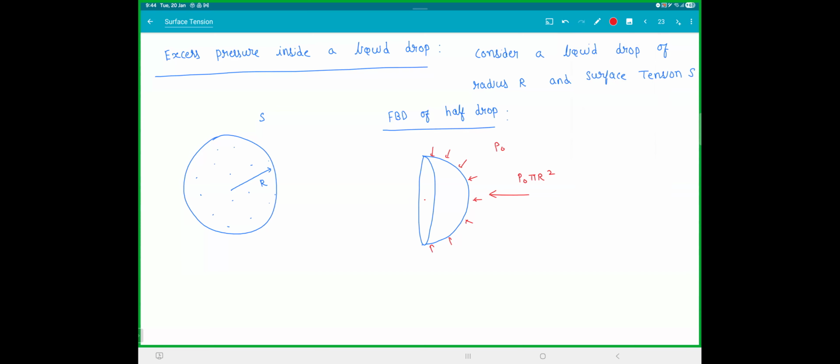And the liquid is pushing you from inside. So that will be P inside into pi r square. And there is a surface tension. Now where is the surface tension? Remember, it is acting on the circumference. It is acting on the surface. Remember, it's a surface phenomena.